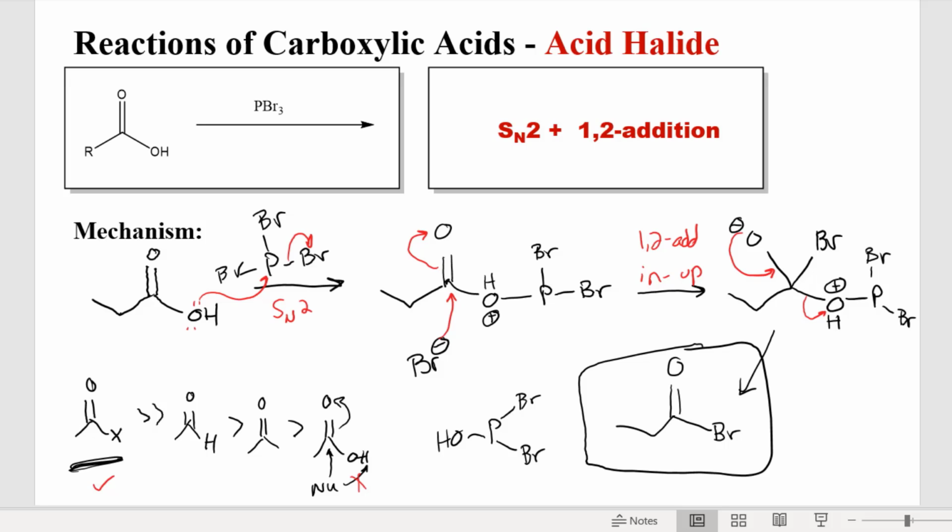So it's a win-win. The only trouble is that making these, they're reactive. So you've got to use them immediately. Once you make it, you got to use it right away. You can't go to class and be like, I'm going to save it for next week. No, you run this reaction, you make your acid bromide, and you use it immediately.